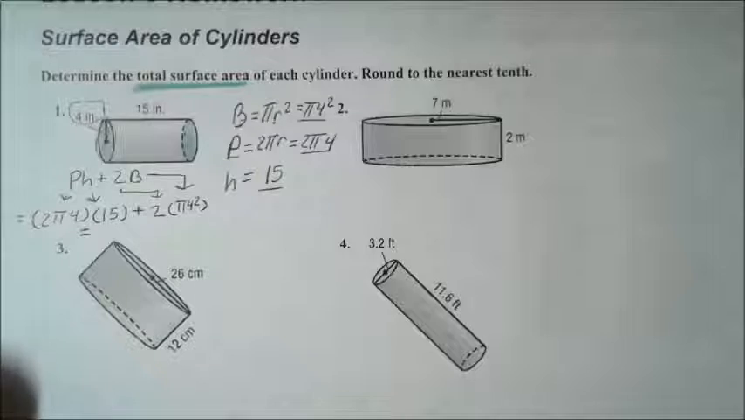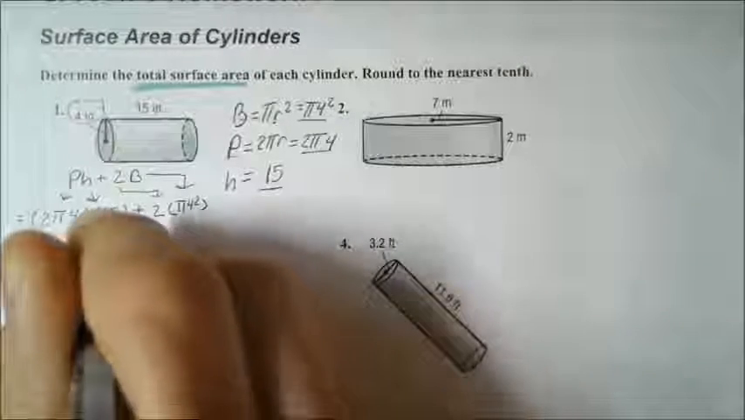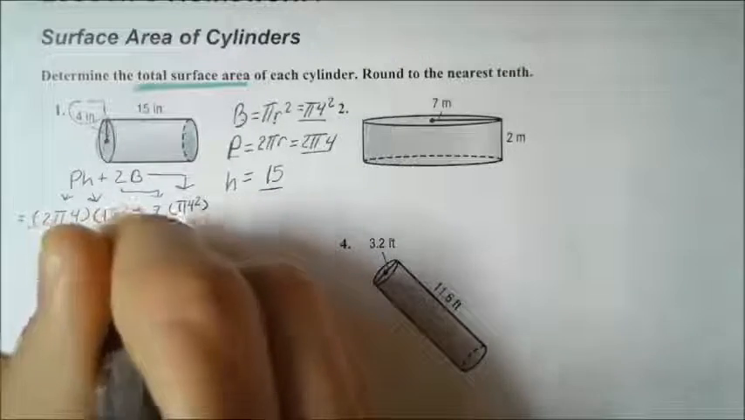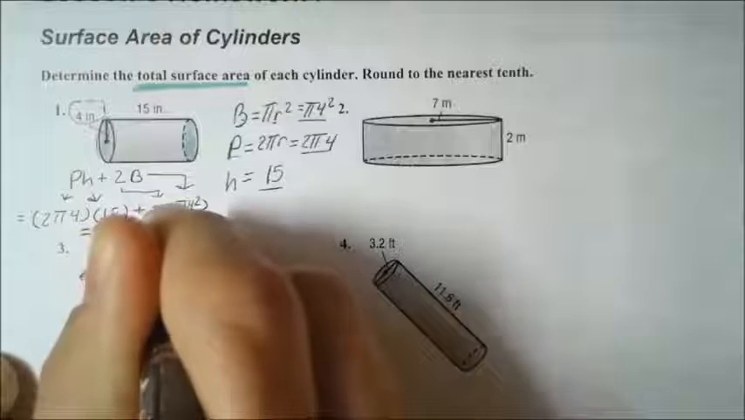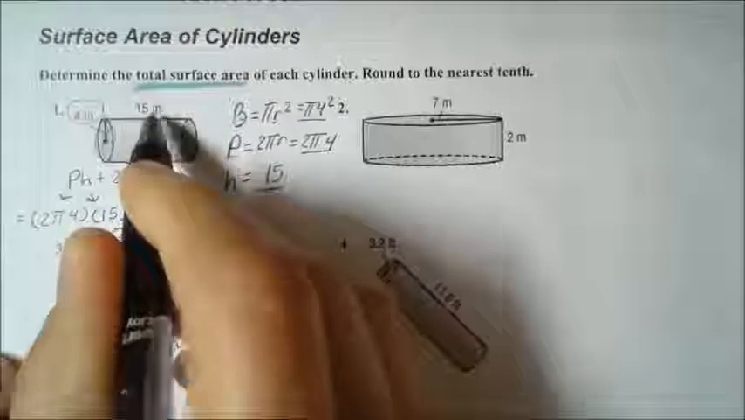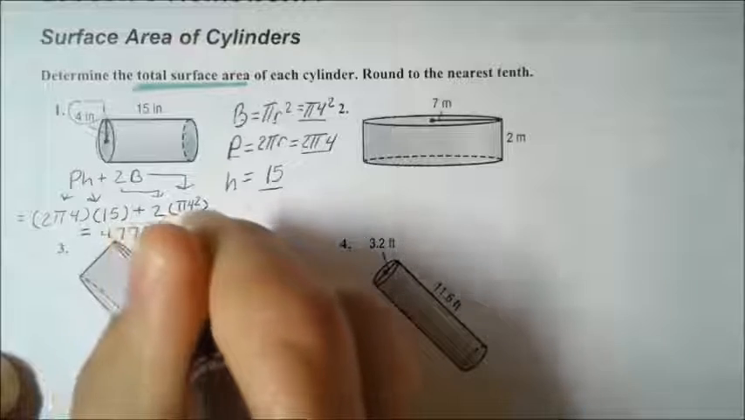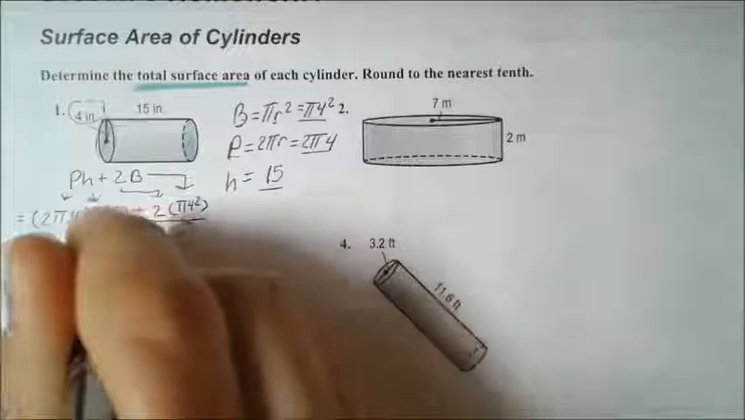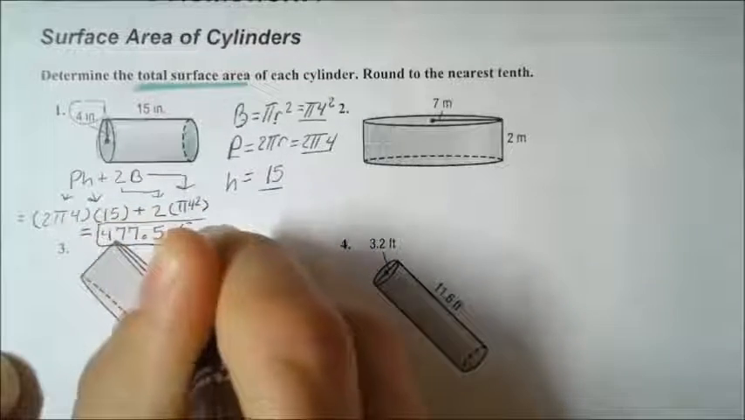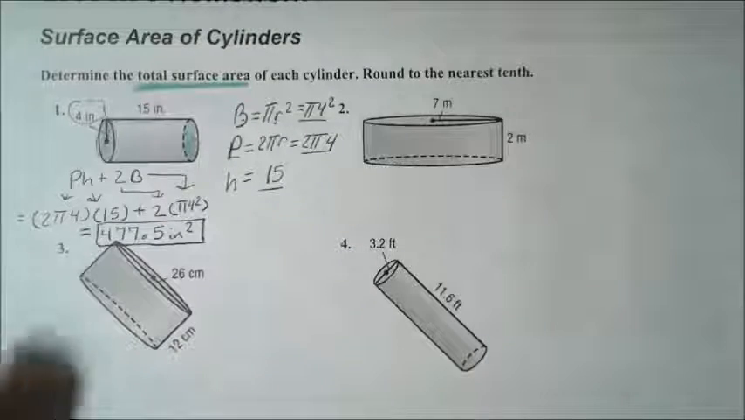So now we just write down that final answer right here. And we said it was 477.5. Notice this is inches, so it is inches squared. And that is our total surface area of number 1.